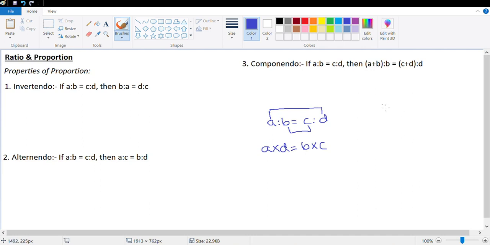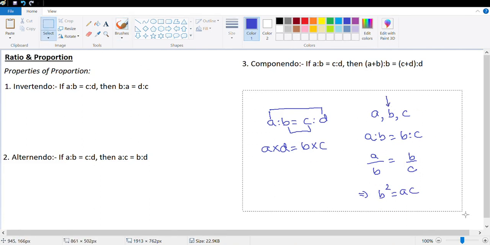Then we talked about continuous proportion or continued proportion, where three terms are in proportion, which means A is to B is equal to B is to C. If you write it in the fraction form, this will be A upon B is equal to B upon C. And then if you cross multiply, you get B square is equal to AC. This is the mean proportional. Perfect. So this is what our first exercise was about.